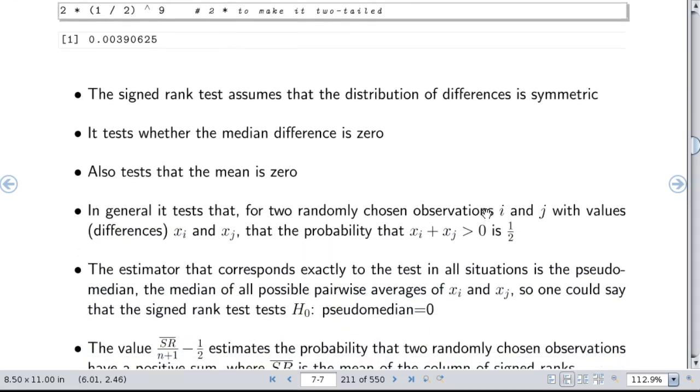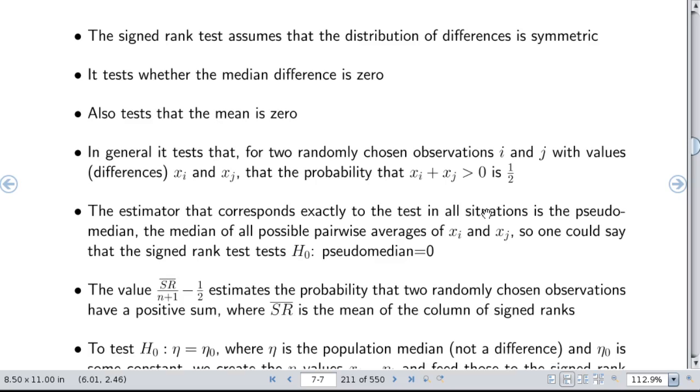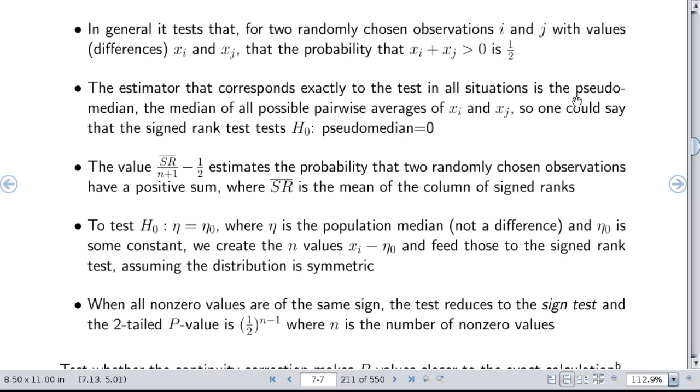The sign rank test assumes that the distribution of differences is symmetric. It tests whether the median difference is zero, as we said before. And since you're assuming symmetry, that means you're also testing that the mean is zero. But there's a general way to say what it's testing, which is for two randomly chosen observations, i and j, with values xi and xj, it's testing the null hypothesis that the probability that the sum of those two observations is positive is equal to a half. So that's another way to say what the Wilcoxon-Mann-Whitney test is testing.